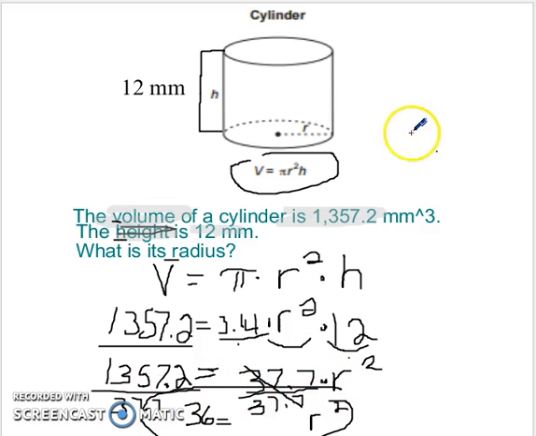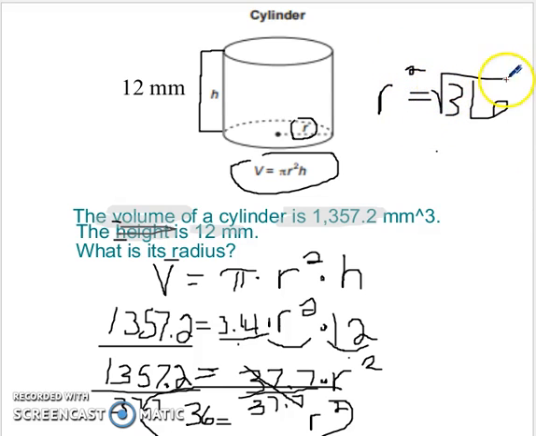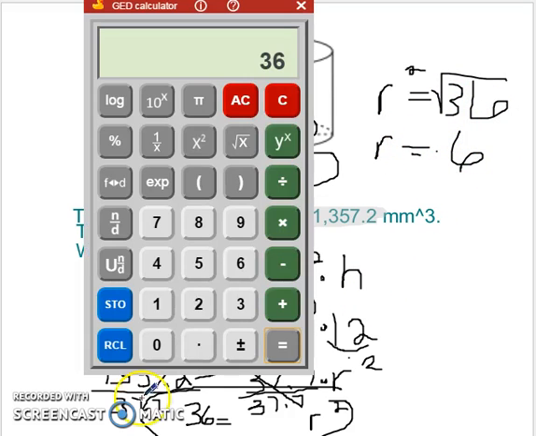But do I want to know just what r squared is? No, I want to know what the radius is. How do we solve for an r squared? We take the square root of the other side. And if I take the square root of 36, I get 6.